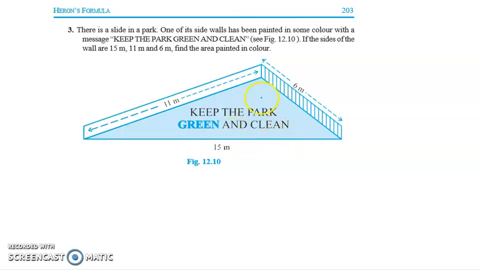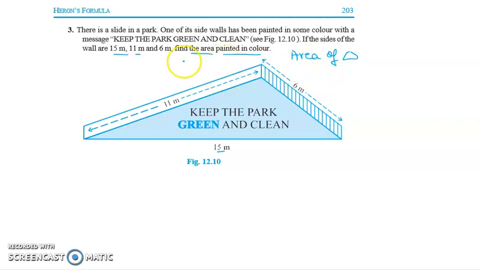If the sides of the walls are 15 meters, so these are the sides of the wall: 15 meter, 11 meter and 6 meter. Find the area painted in color. Now the question is saying find the area painted in color, so indirectly it is asking the area of the triangle only.